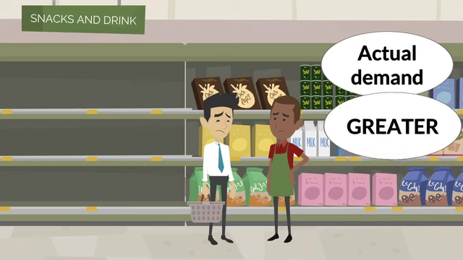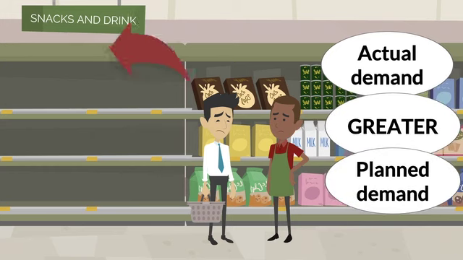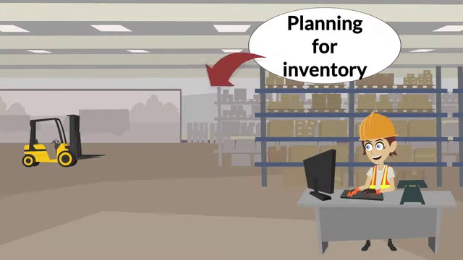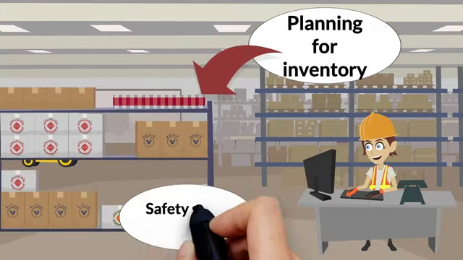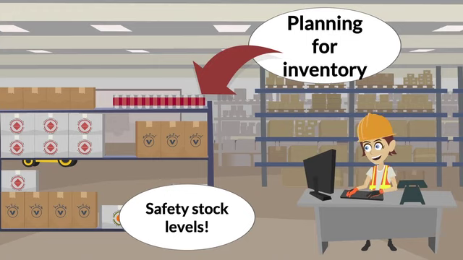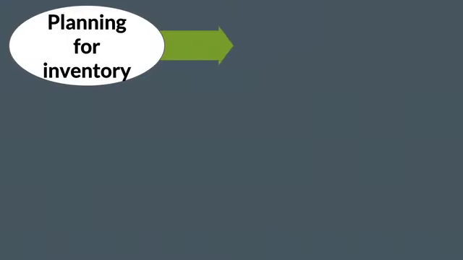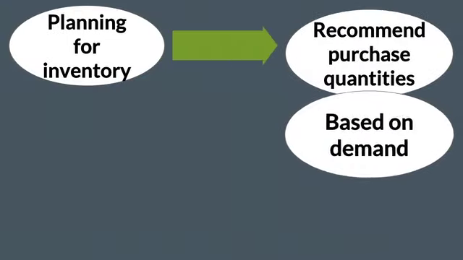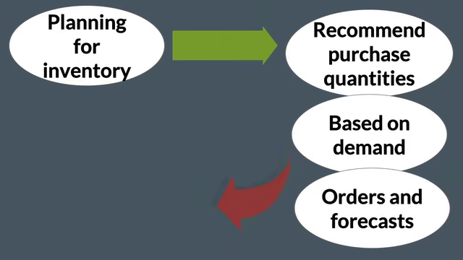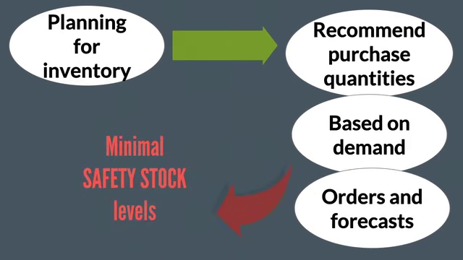Meaning that if actual demand is suddenly greater than the planned demand, then there is a chance of running out of stock and not meeting customer requirements. This means that when planning for inventory, safety stock levels also need to be considered. And from there, recommend purchase quantities based on the demand, orders and forecasts, and the minimum safety stock level requirements.